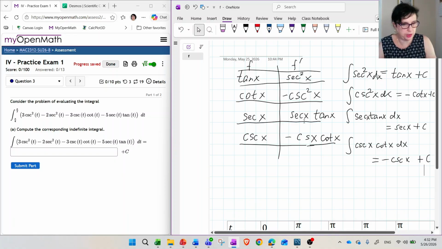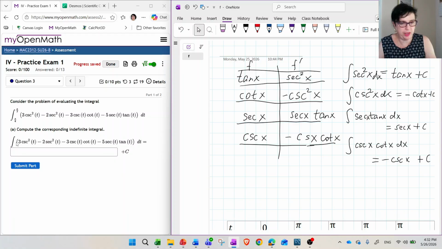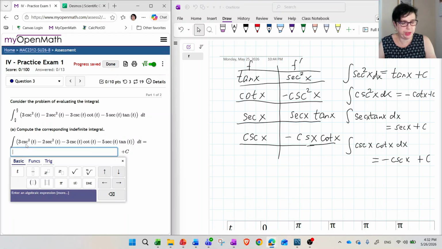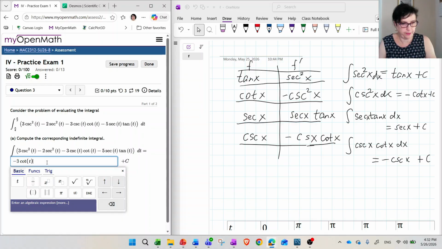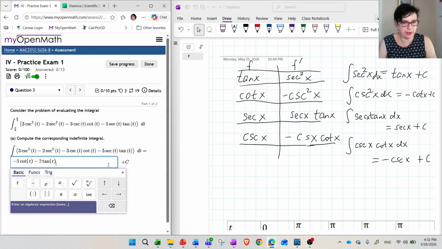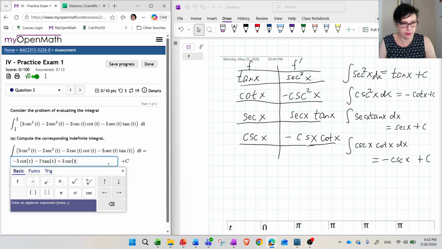All right, so let's see if we can answer these questions. Every number that we see, we just keep. So 3 cosecant squared t: the integral of cosecant squared is negative cotangent, so this will become negative 3 cotangent t. The next one is secant squared. There's no sign change, it becomes tangent, so that would be negative 2 tangent t. Next is cosecant cotangent, which is negative cosecant, so there will be a sign change, and we'll have plus 3 cosecant. Secant tangent is just secant, no sign change, so we have negative 5 secant t.